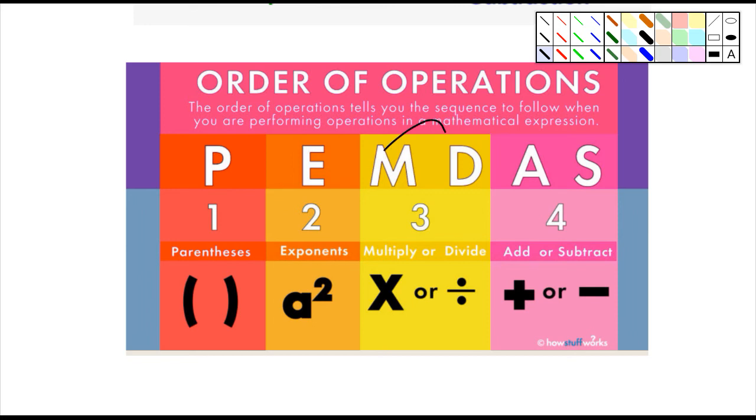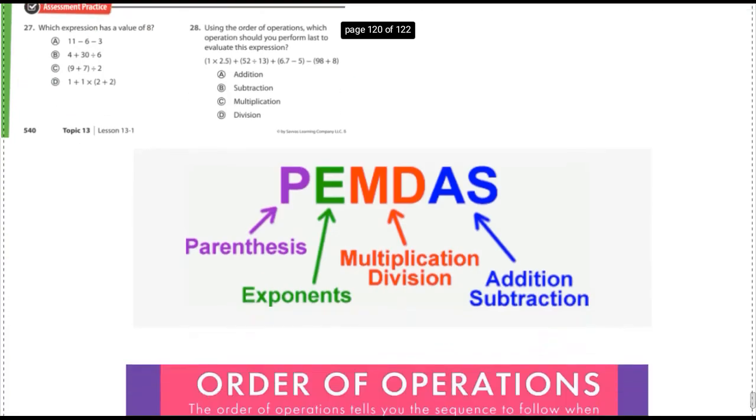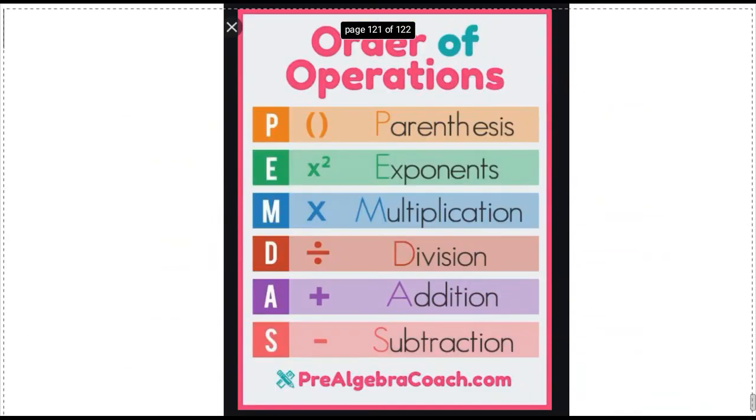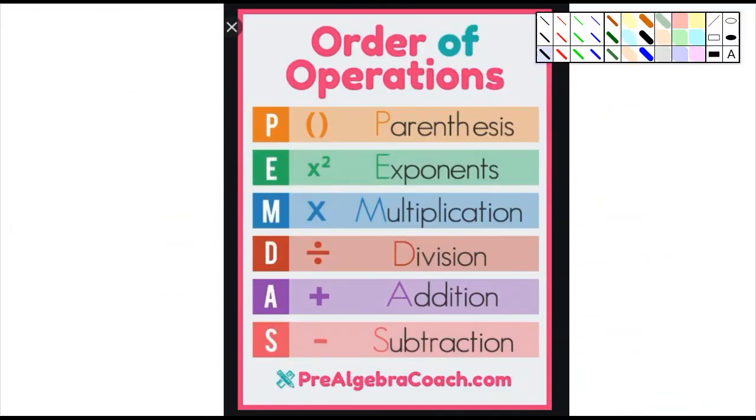And then multiplication and division, you'd multiply or divide, and again from left to right. And then finally adding and subtracting. So that's what PEMDAS stands for, and they give you a visual example with each one. There's one more little chart I can show you that might help you understand this. Order of operations. Here it is, PEMDAS. And again, they give you an example of each one, and then they tell you what it is.